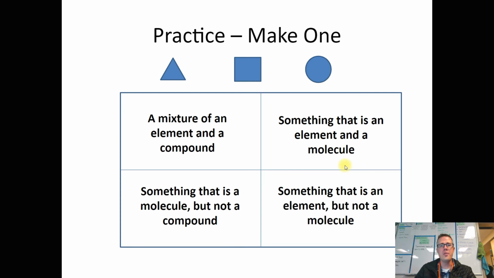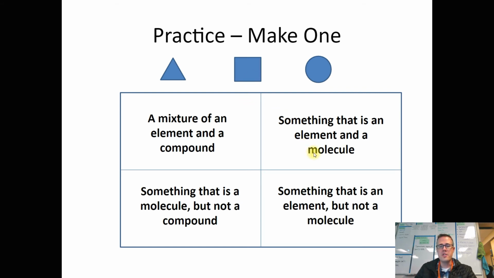Before you go in and do the mini lab that you're about to attempt, I want you to have one last practice. At the bottom of your paper, there are 4 squares for you to fill in. In the top left one, I want you to make a picture of an element and a compound. We're going to say that these 3 shapes represent different types of atom. So triangle atom, square atom, and circle atom. If you stick them next to each other so that they're touching, we'll call that a bond.